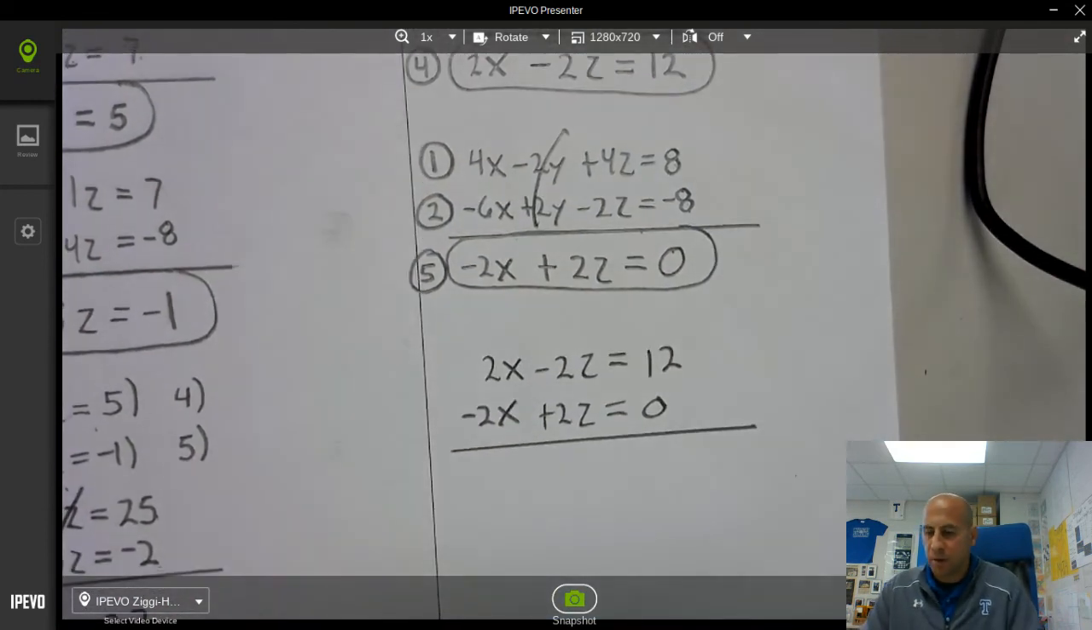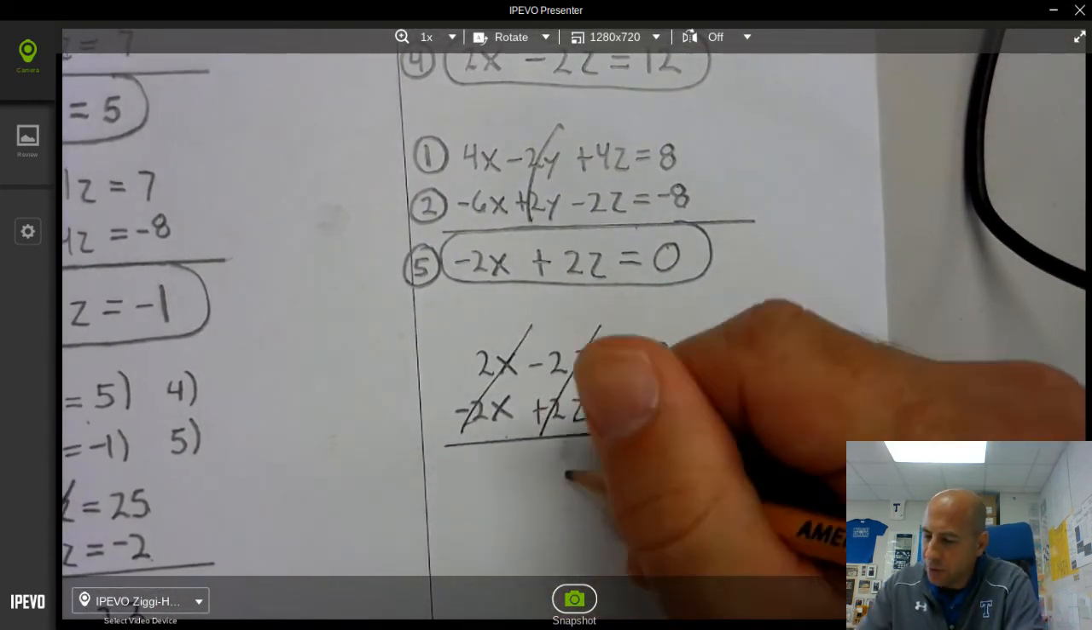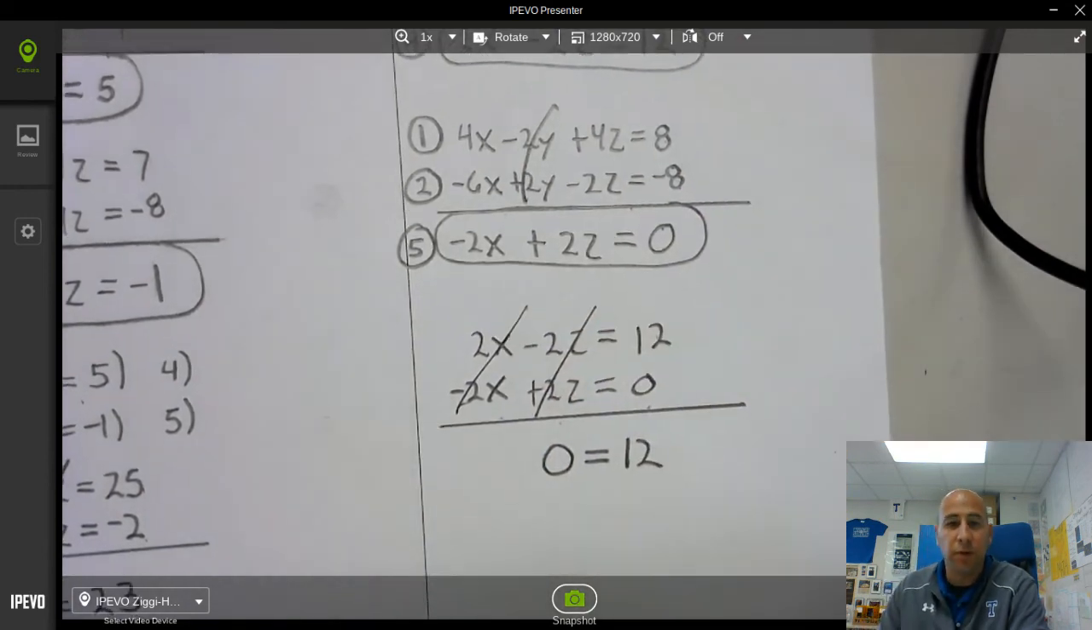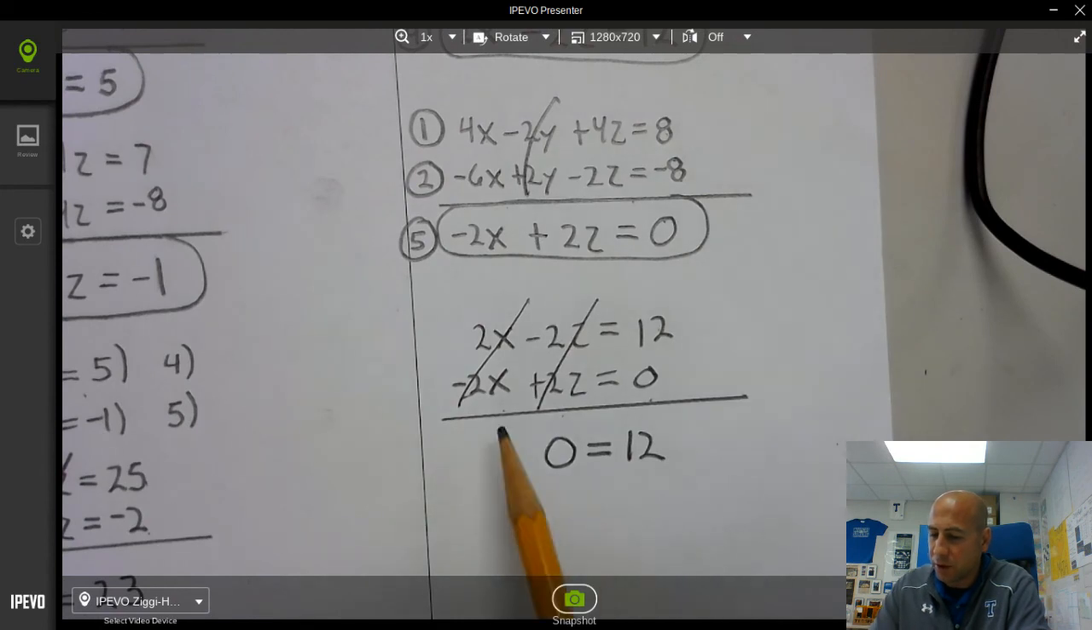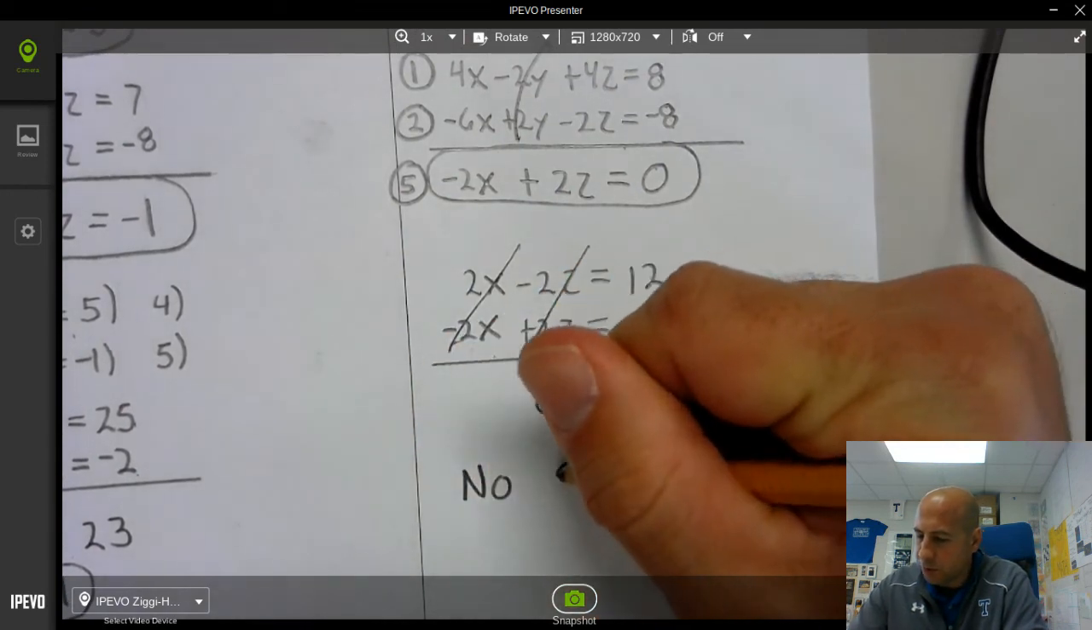All right. Now you'll notice the x's cancel, the z's cancel. So that cancels. You get 0. 12 and 0 is 12. You're left with a false statement. If you ever eliminate both variables and you're left with a false statement, then you know that there is no solution.